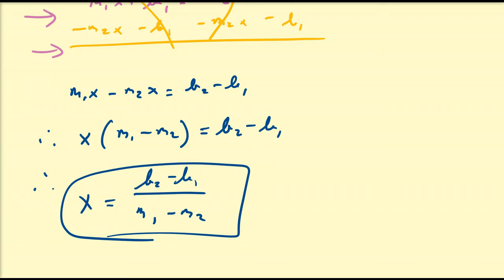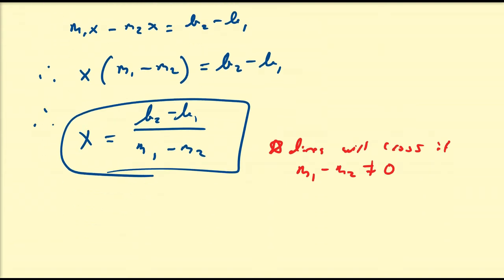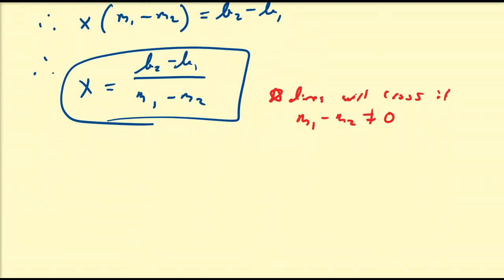So the lines will cross. So case 1, lines will cross if m1 minus m2 is not 0. Because if that is not 0, then m1 minus m2 is a particular number, like 5 or 6. b2 minus b1 can be equal to 0 if they want. They can have the same vertical intercept, because 0 divided by something is still 0, so that's perfectly legitimate. So the lines will cross if m1 minus m2 does not equal 0.